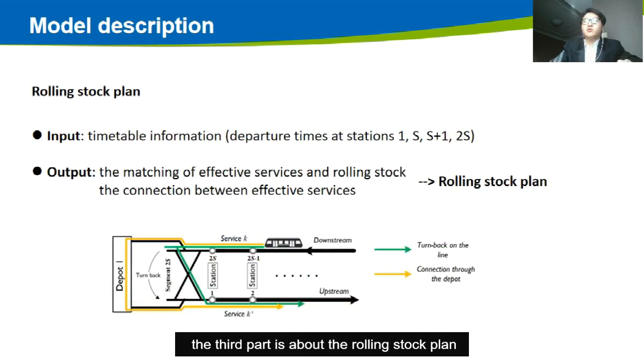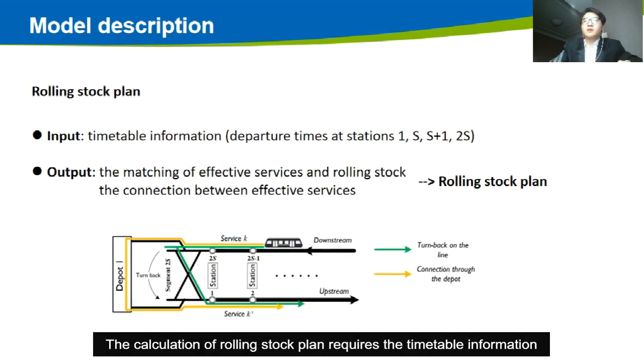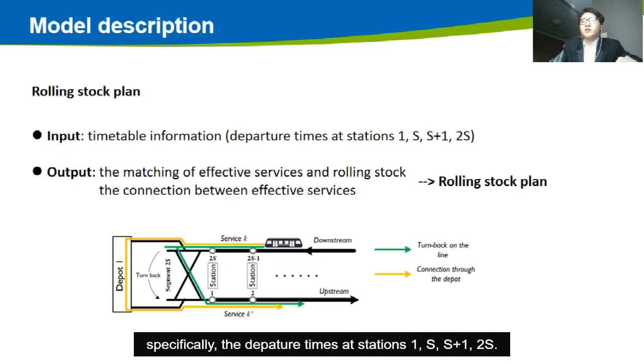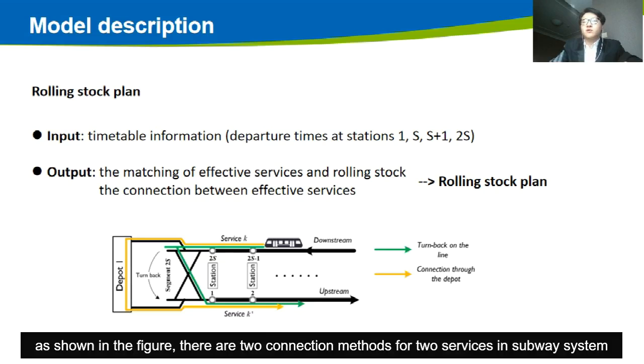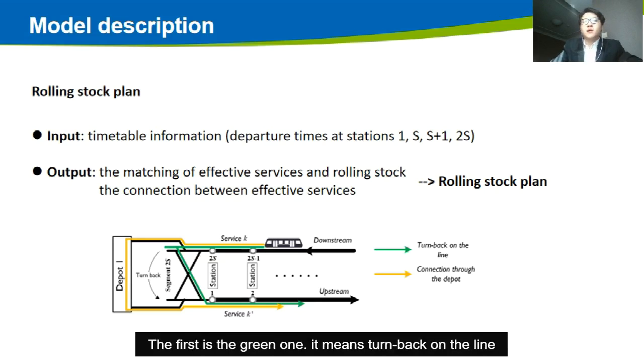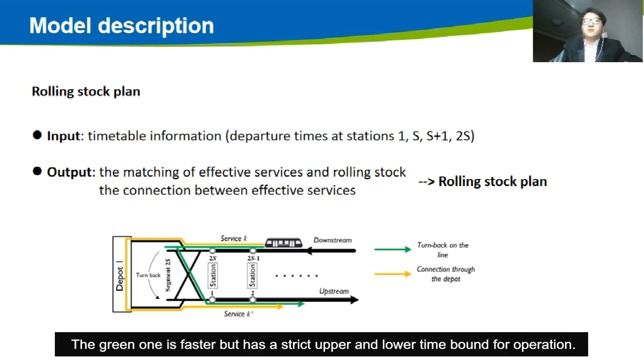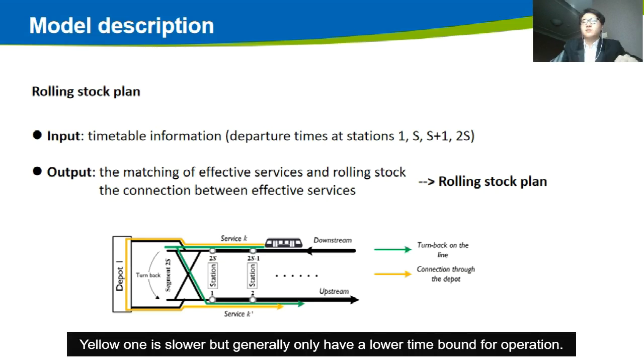The third part is about the rolling stock plan. The calculation of the rolling stock plan requires the timetable information, specifically the departure times at station 1, S+1, and 2S. The output in this part is to match services with rolling stock and the connection method between services. As for the connection, as shown in the figure, there are 2 connection methods for 2 services in subway system. The first is the green one. It means turn back on the line, while the yellow one represents the connection through the depot. The green one is faster but has a strict upper and lower time bound for operation. The yellow one is slower, but generally only has a lower time bound for operation.